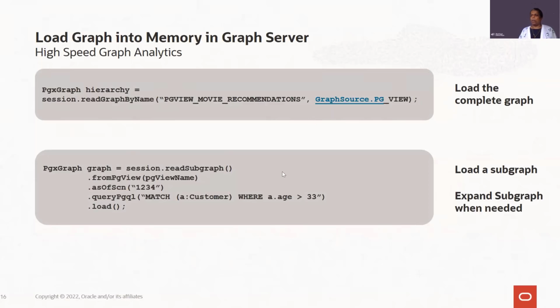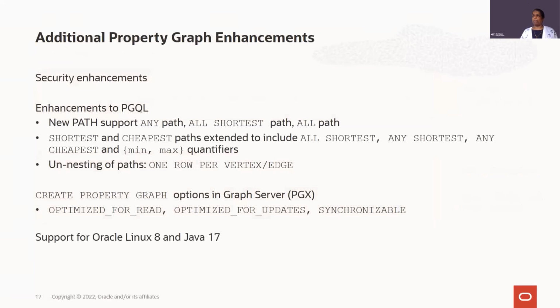Or I could load a subset. I can say I just want to load vertices of type customer of a certain age. I can load that subgraph into memory and run my graph analytics algorithms on this subgraph. And I can also expand the subgraph when needed. I can say, oh, I now want to load a few more vertices and a few more edges, and I can dynamically expand that subgraph.